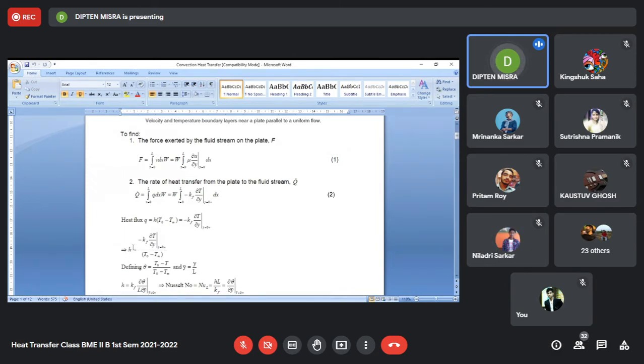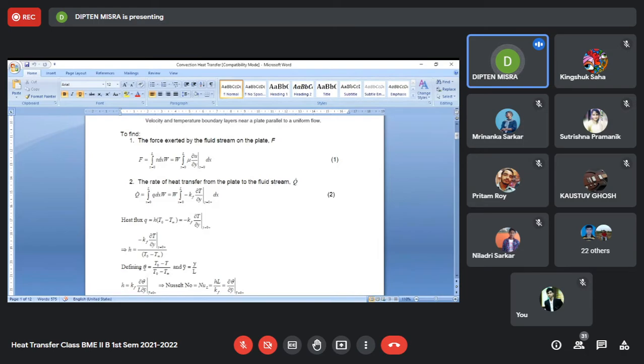So we can find the value of h if we know how the temperature gradient changes along the depth of the fluid and at different values of x. Then we can find h at different values of x. If we know del T del y inside the depth of the fluid, we multiply it with minus Kf, where Kf is the conductivity of the fluid, divided by T0 minus T infinity, the temperature difference that causes this heat transfer by convection. Now we can write this in a dimensionless form.